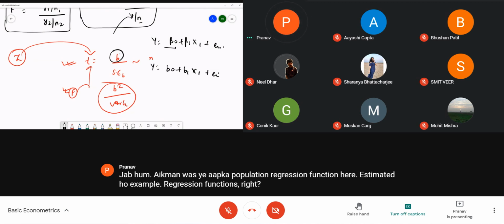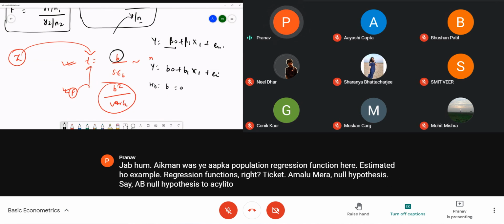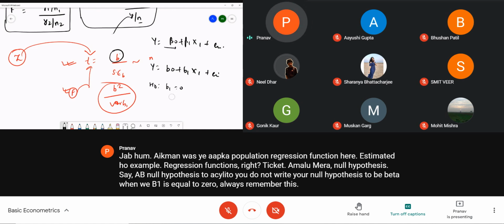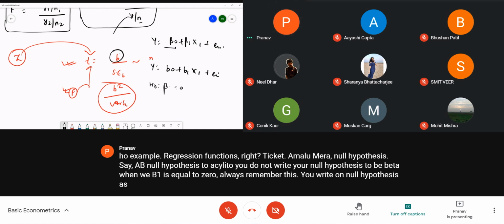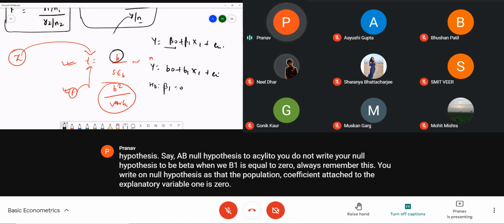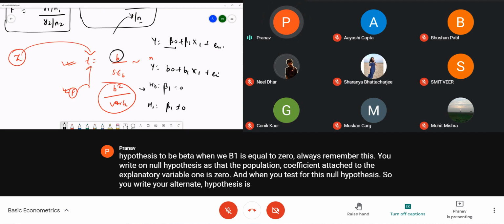ठीक है. अब मान लो मेरा नल हाइपोथेसिस है. आप नल हाइपोथेसिस तो ऐसे ही लिखते हो. You do not write your null hypothesis to be B1 is equal to 0. Always remember this. You write your null hypothesis as that the population coefficient attached to the explanatory variable 1 is 0. And then you test for this null hypothesis. So you write your alternate hypothesis as beta 1 not equal 0, right?